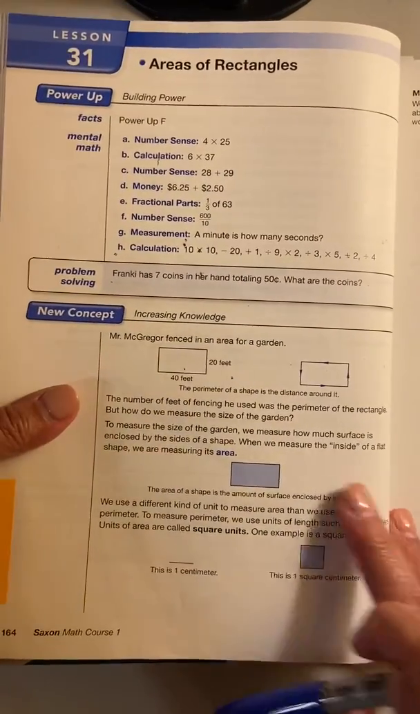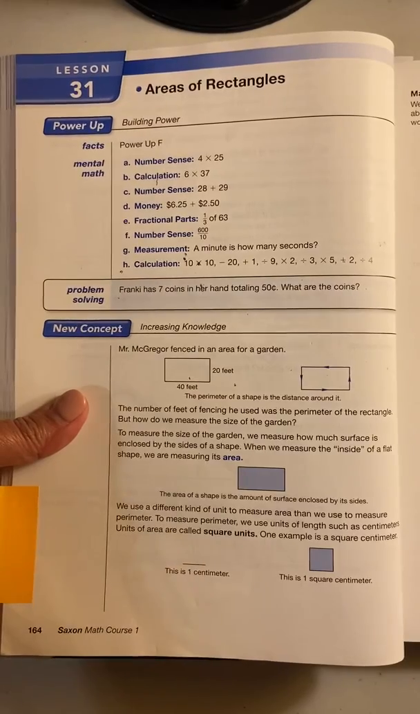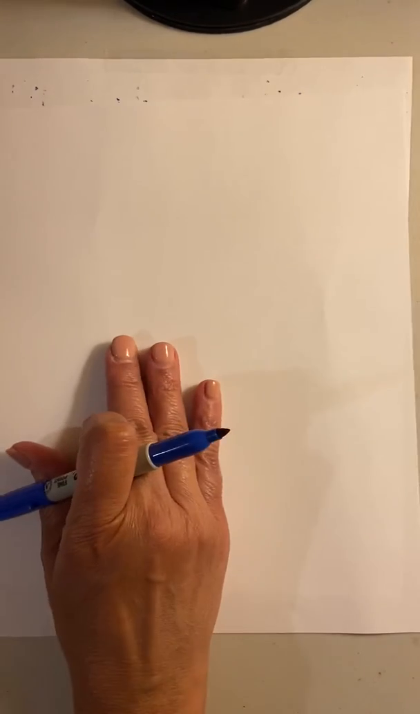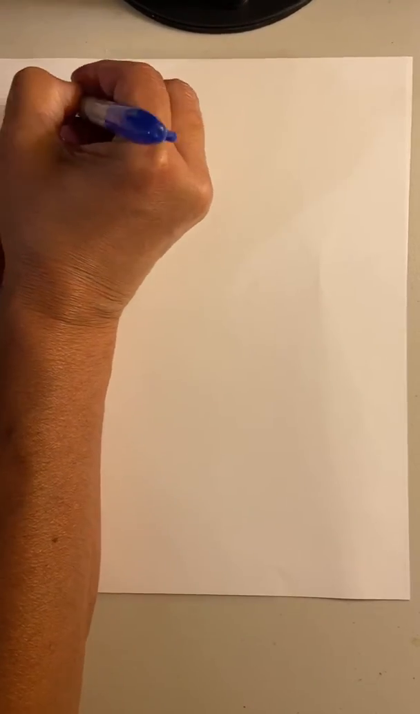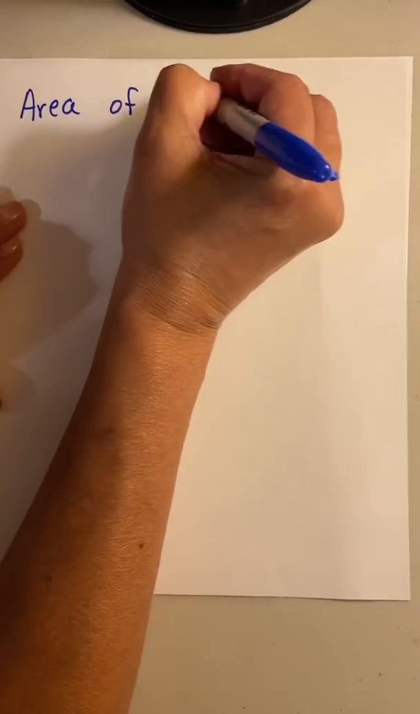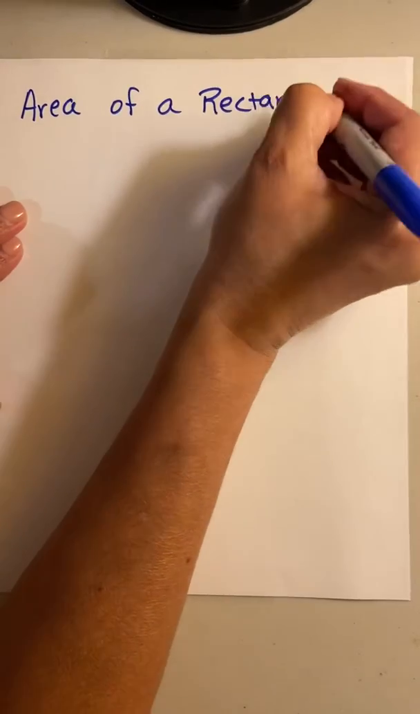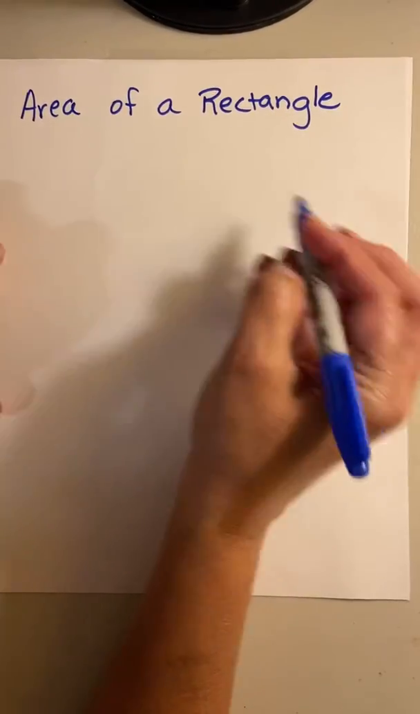Let me go ahead and get started. Let me give you a quick reminder on what area of a rectangle is. I'm going to put this aside. I'll pull it back out in just a minute. But right now, I'm going to talk about area of a rectangle. All right. The area of a rectangle. You need to write this down with me, okay?